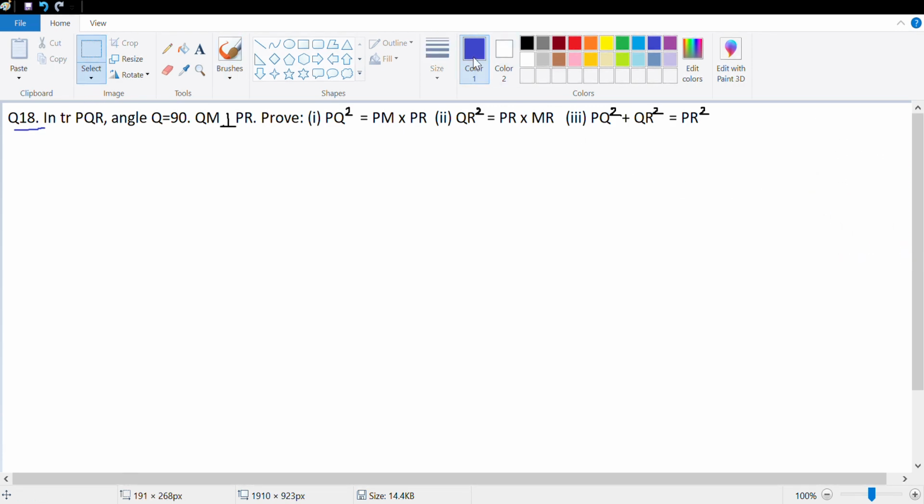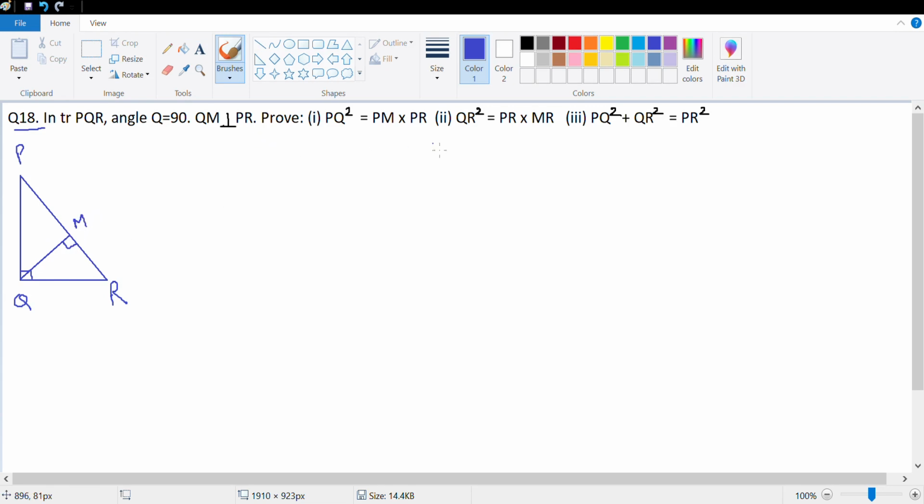Question says in triangle PQR, angle Q is equal to 90 degrees. Since no diagram is given, let me just create the diagram. Angle Q is 90 degrees. This is Q, this is P, and this is R. Perfect. QM is perpendicular to PR. So there is a QM which is perpendicular to PR. Done. This is also given.